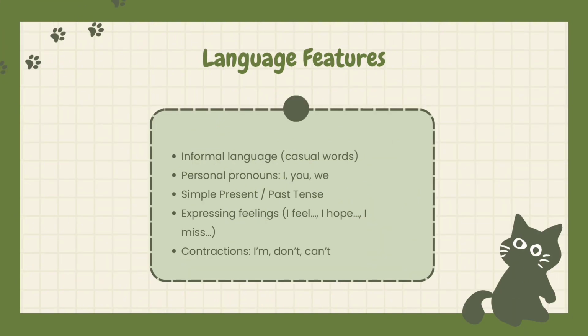In personal letters, the language is usually informal and friendly. We often use personal pronouns like I, you, and we. We may use present or past tense depending on what we're talking about. Personal letters also use expressions of feelings such as I miss you, I'm happy for you, or I hope you're doing well. And it's common to use contractions like I'm, don't, and can to make the tone more natural.